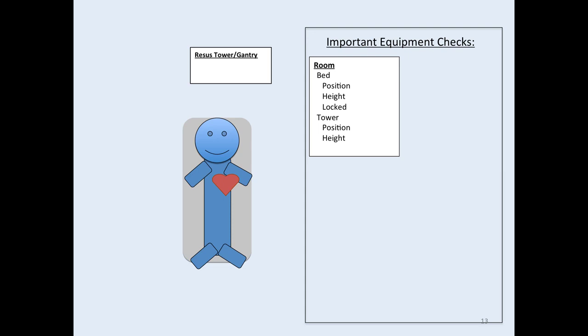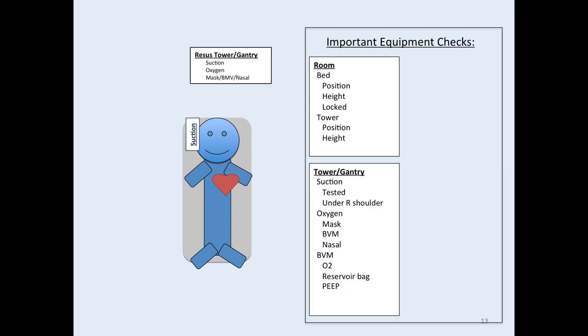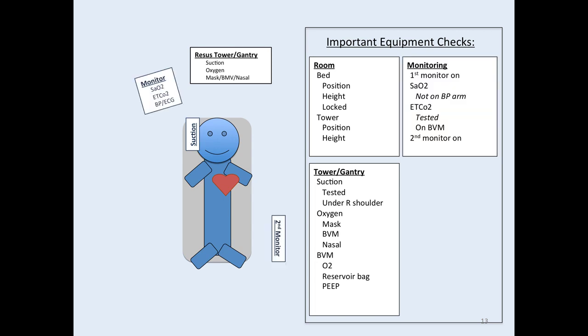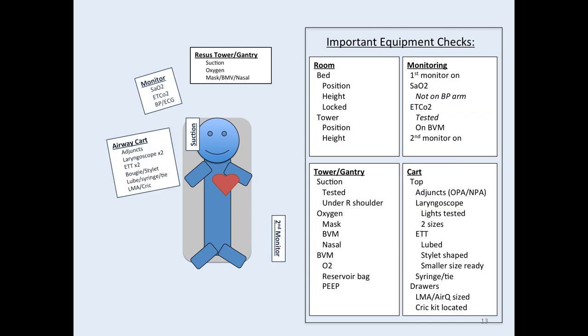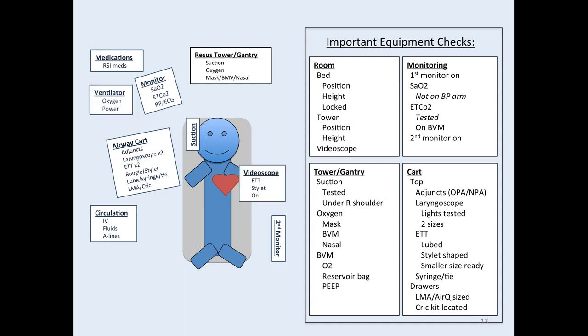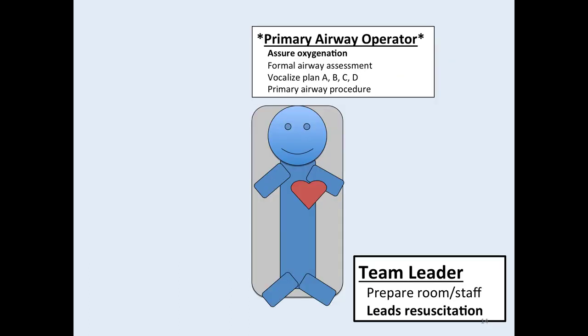After the gantry and the bed and everything is in the correct position, it's important to make sure the gantry is working. We'll talk about that later. The monitor is set up correctly, and the cart is set up correctly. Additionally, you'll probably need an IV, medications drawn up, and then your ventilator and your backup difficult airway cart or videoscope. You should know where those things are.